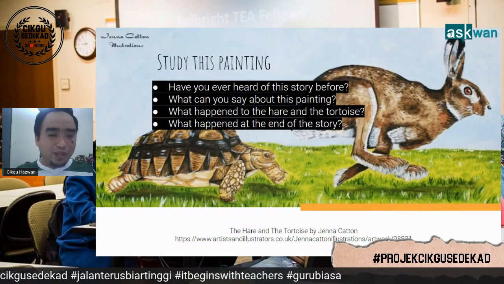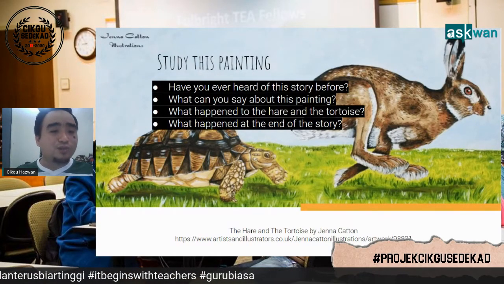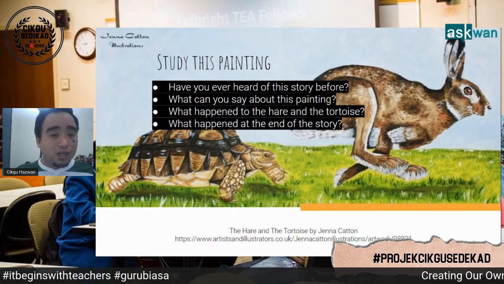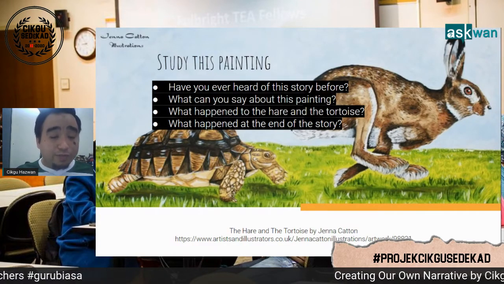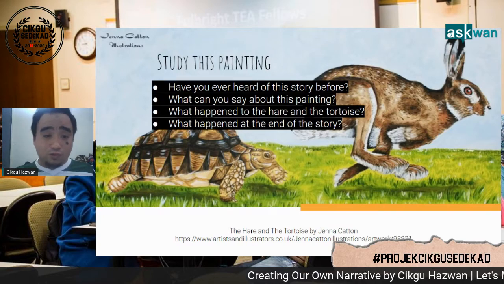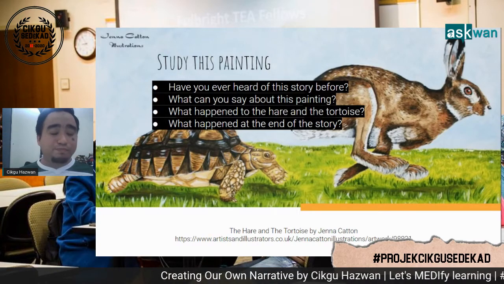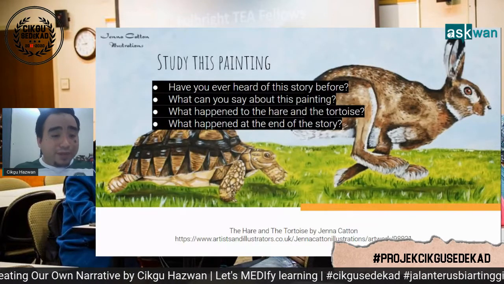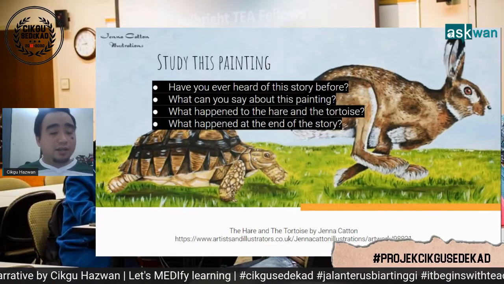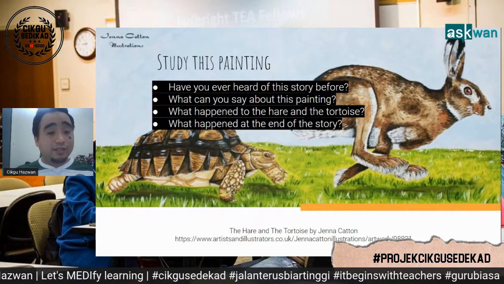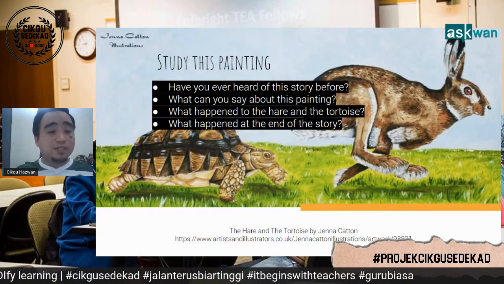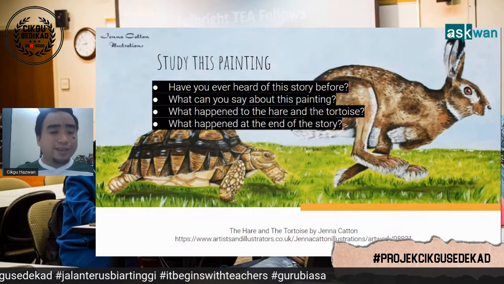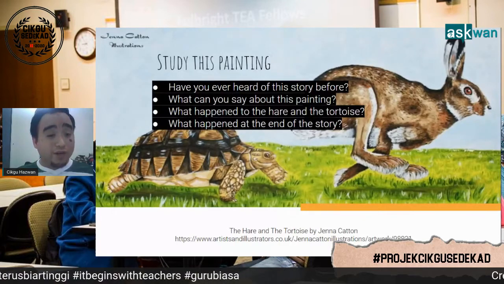So, have you ever heard of this story before? Arnab dan Kura-Kura, the hare and the tortoise. So, what can you say about this painting? Maybe you want to talk about the color of the painting, whether it's beautiful, whether it depicts the event in the story. Does it resemble anything from the story that you have heard before, or does it have nothing to do with the story that you have heard before?